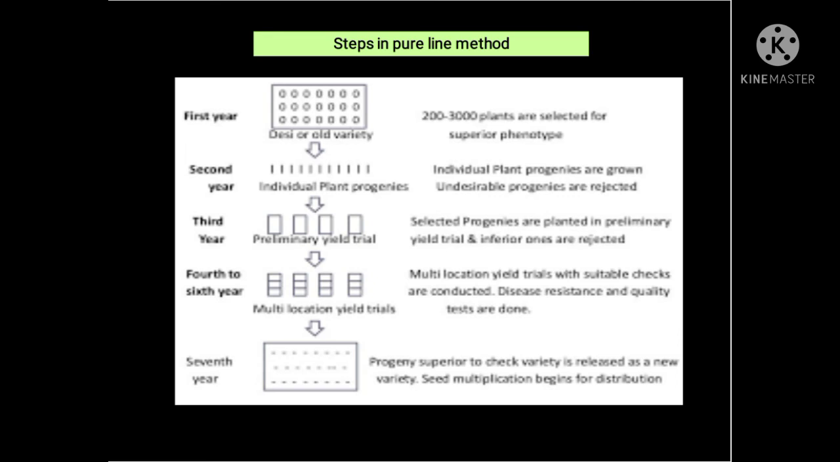In the 4th to 6th year, multi-location yield trials with suitable checks are conducted. Disease resistance and quality tests are done. And in the 7th year, the progeny superior to the check variety is released as a new variety. Seed multiplication begins for distribution.